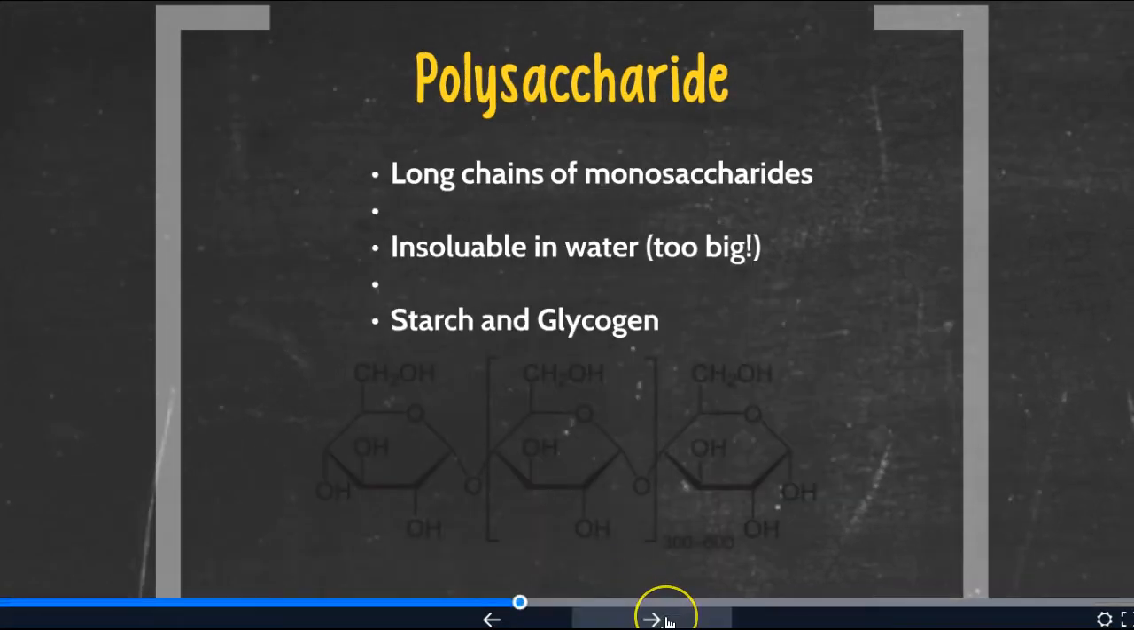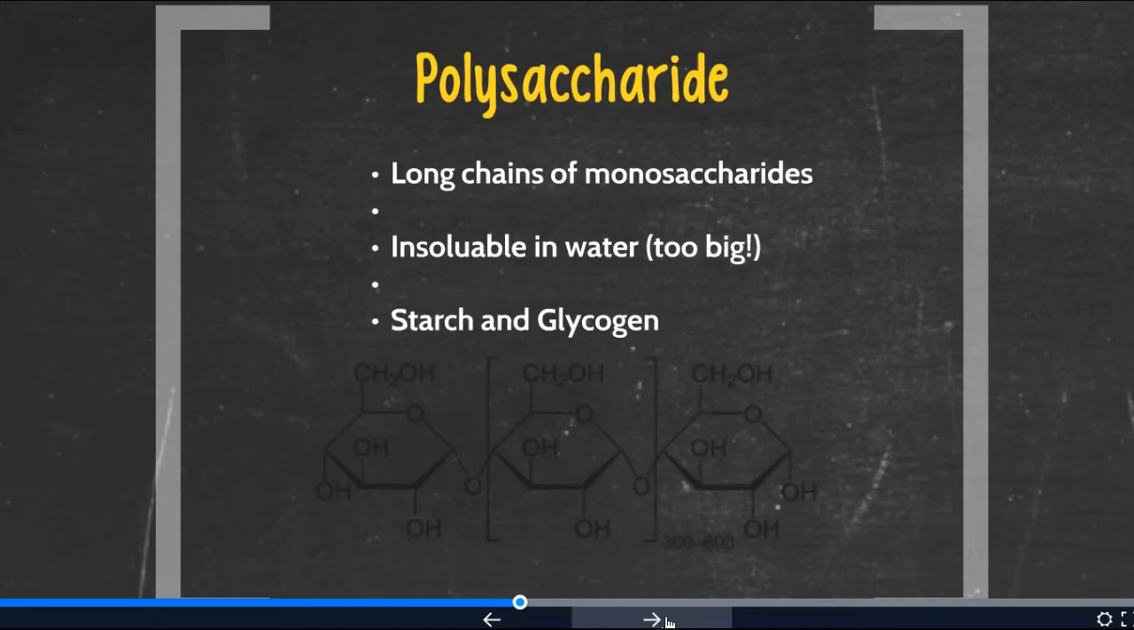And then next is a polysaccharide. These are going to be really, really long chains of monosaccharides. So we talked about polymers, polysaccharide, P-O-L-Y. It's got that same prefix to it. So long chains of monosaccharides. These are way too big to fit through any kind of cell membrane. So typically they don't even dissolve in water. They're so big. And this includes starch and glycogen, which is a source of carbohydrate that your muscles use for energy.